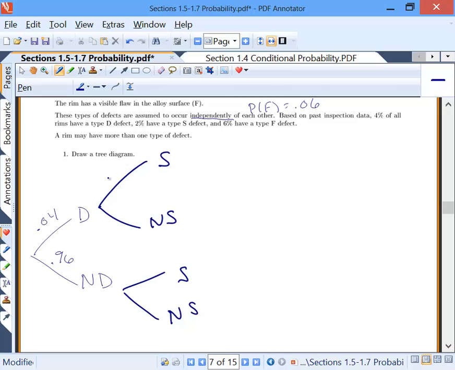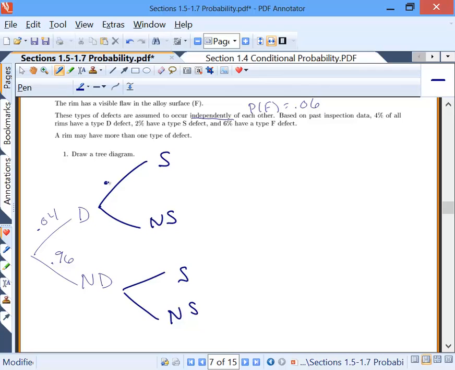Now, what is the probability of getting an S defect? 2%. Now, did they say anything about the probability if you already have a type D, then the probability of S is this, or if you don't have D, then the probability of S is this? They have more than one at the same time. Okay, they said more than one at the same time, and they said that they are independent of each other, which means it shouldn't matter which branch I'm on, the probability of getting an S should always be the same. It's not affected by whether or not you have a type D defect.